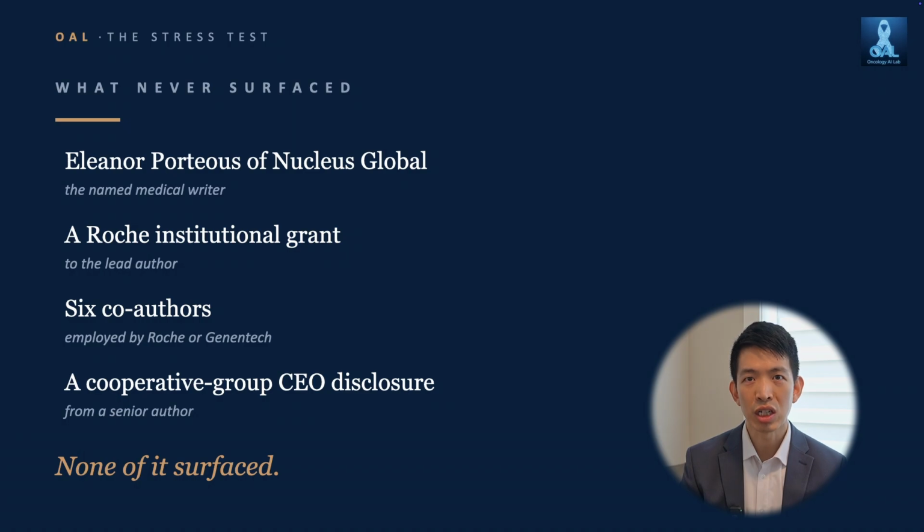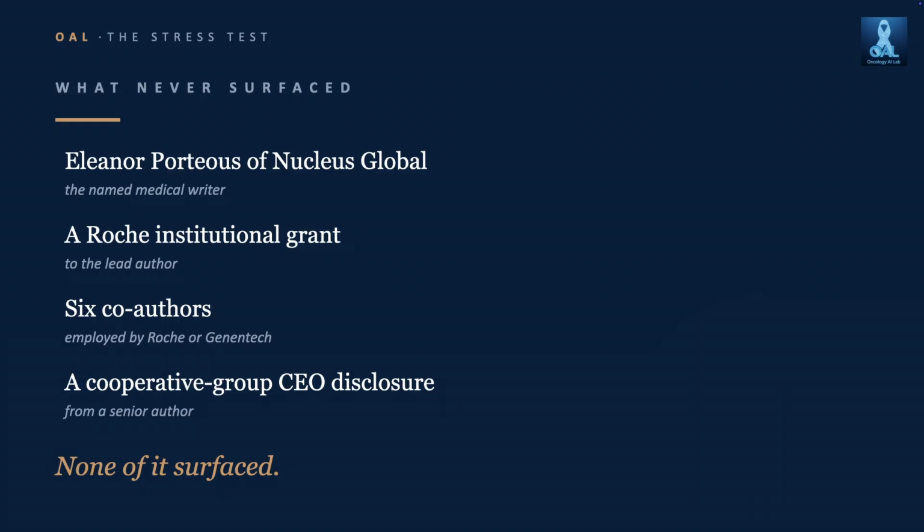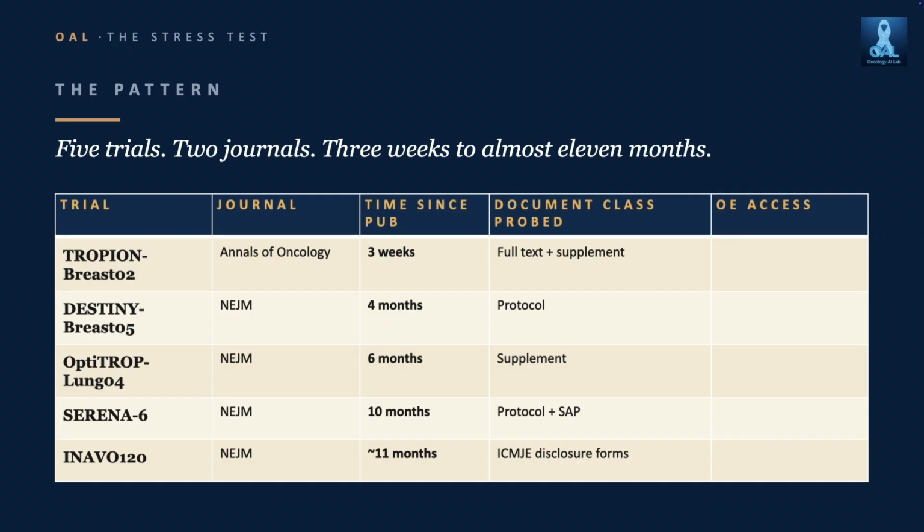The disclosure layer is what tells the reader how skeptically to read the rest of the paper. And in this case, OpenEvidence does not have access to those forms. Across 5 trials, 2 journals, 4 document classes, OpenEvidence did not have access to the supplements, protocols, statistical analysis plans, and the disclosure forms. While the behavior varied, the same architectural gap held in every test. OpenEvidence did not have access to the documents with the critical data that the questions depend on.